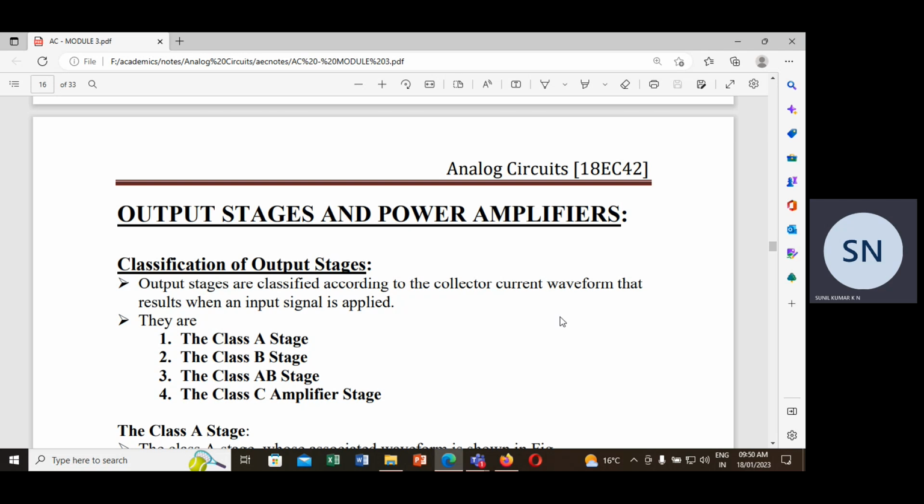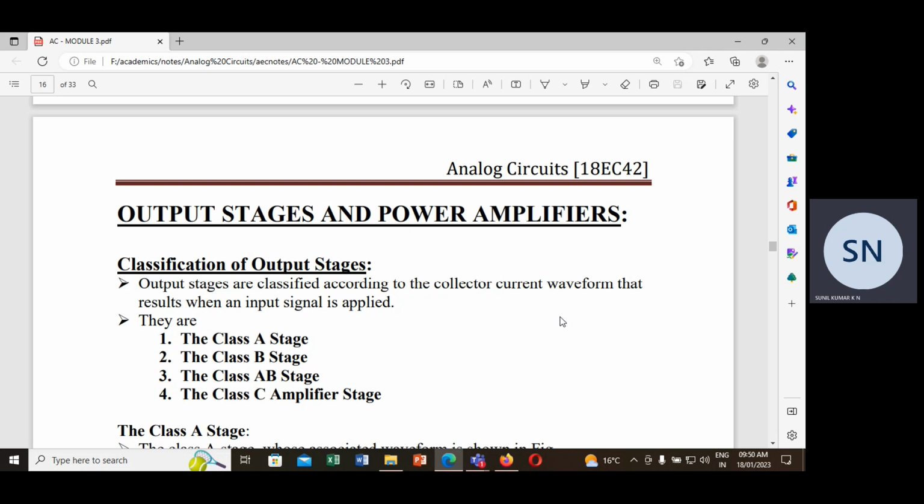So this is IE, something it is there. What is the output? What is the output expression? VCC... correct. So these two things you should remember. In the next class I will tell how the classification of the power amplifiers is done, because this will be the final output stage.